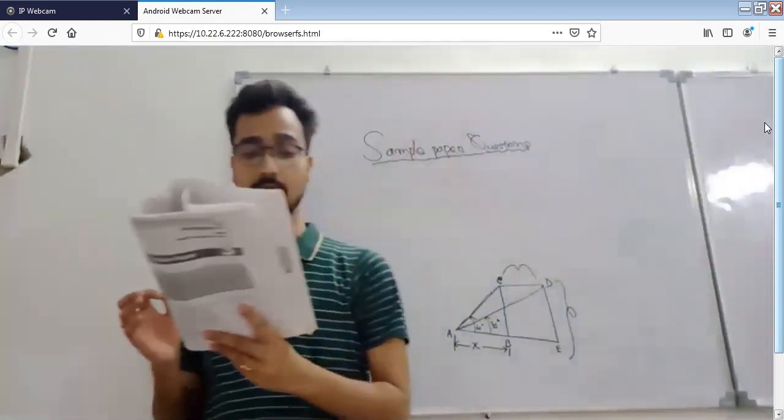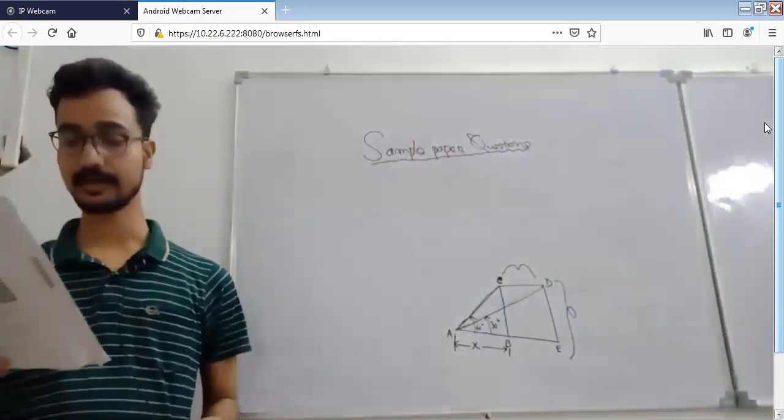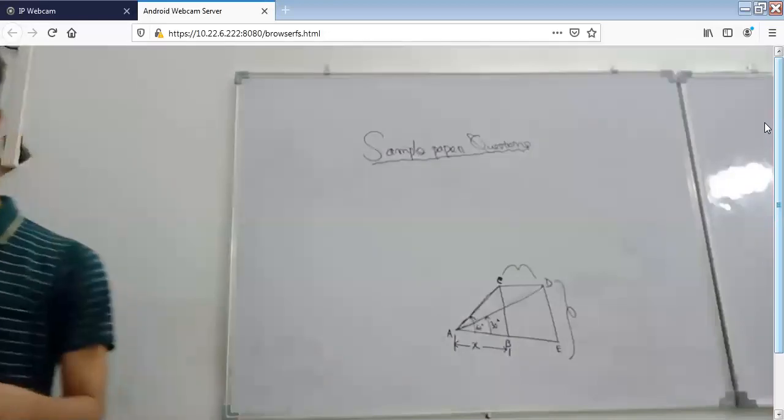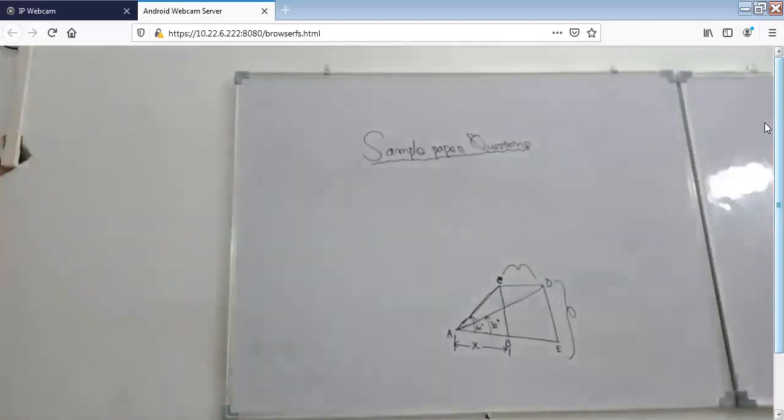The angle of elevation of a jet fighter from a point A on the ground is 60 degrees. Again, I am repeating the sentence: the angle of elevation of a jet fighter from a point A on the ground is 60 degrees.